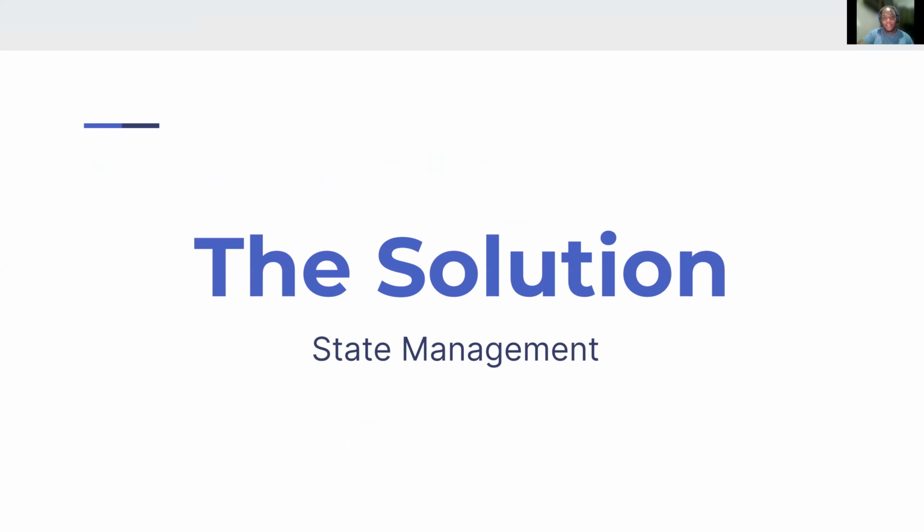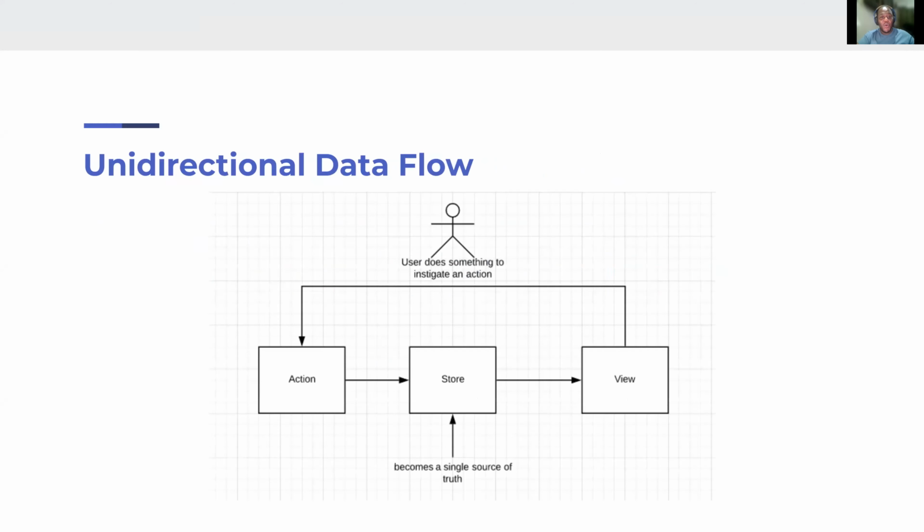So, as I said, the solution is state management. And as I just mentioned, we'll have to talk about the unidirectional data flow. Unidirectional data flow is a conceptual data management pattern that simplifies how your application responds to change. It deals with how data is updated. Data can only flow in one direction.